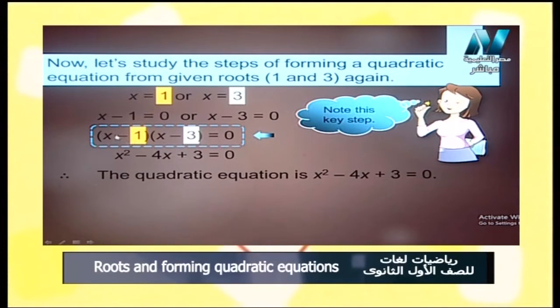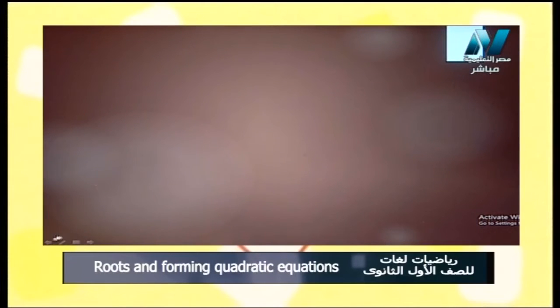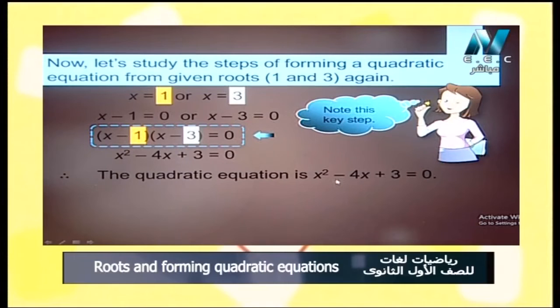And if we multiply x by x, it will be x power 2. x times negative 3 will be negative 3x. Negative 1 multiplied by x equals negative 1x, and the sum equals negative 4x. And negative 1 multiplied by negative 3, the answer will be positive 3. So the quadratic equation now is x power 2 minus 4x plus 3 equals 0. We have formed the quadratic equation using the two roots 1 and 3.